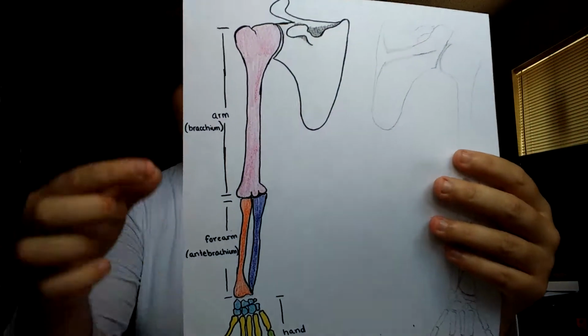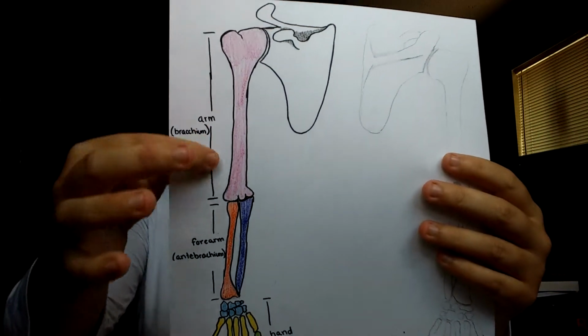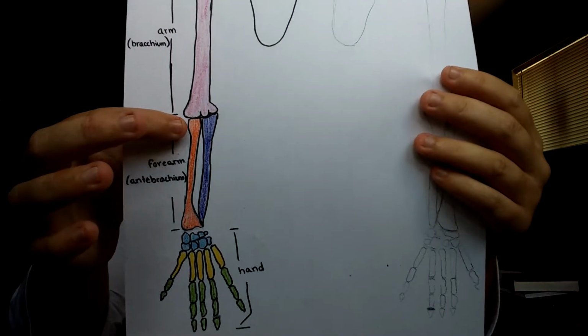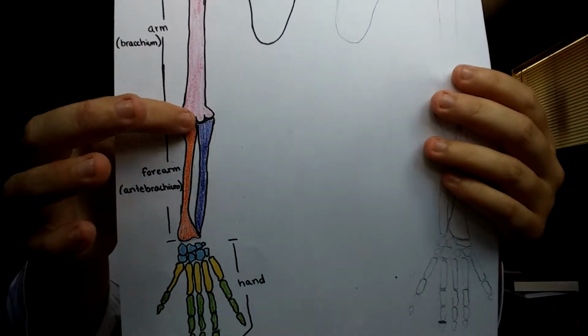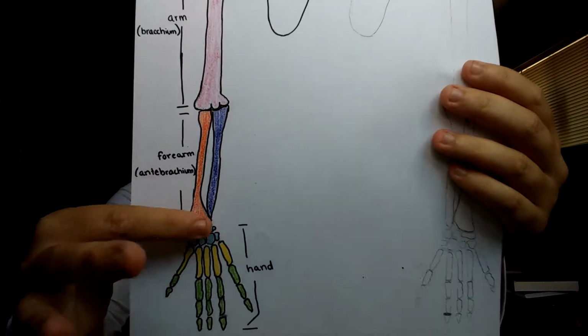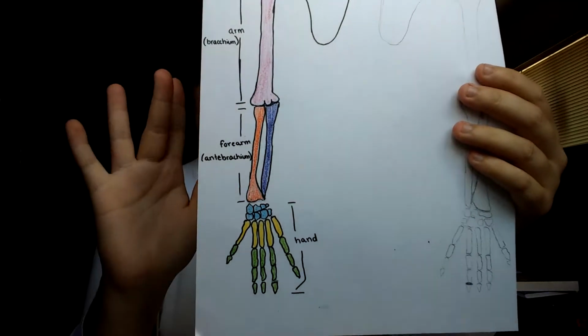The upper limb can be broken into three sections: the arm or the brachium, the forearm or the antebrachium, and then the hand. The arm extends from the shoulder to the elbow. The forearm is from the elbow to the wrist, and then the hand is from the wrist down to the distal phalanx.